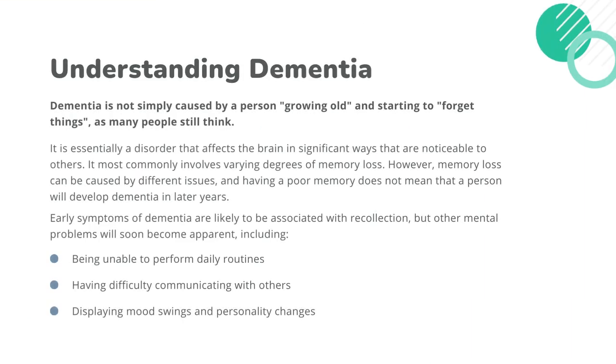Dementia is not simply caused by a person growing old and starting to forget things, as many people still think. It is essentially a disorder that affects the brain in significant ways that are noticeable to others. It most commonly involves varying degrees of memory loss. However, memory loss can be caused by different issues, and having a poor memory does not mean that a person will develop dementia in later years. Early symptoms of dementia are likely to be associated with recollection, but other mental problems will soon become apparent, including being unable to perform daily routines, having difficulty communicating with others, displaying mood swings and personality changes.